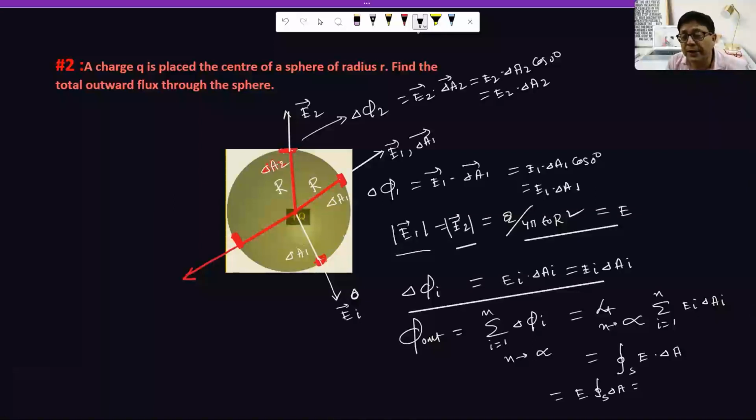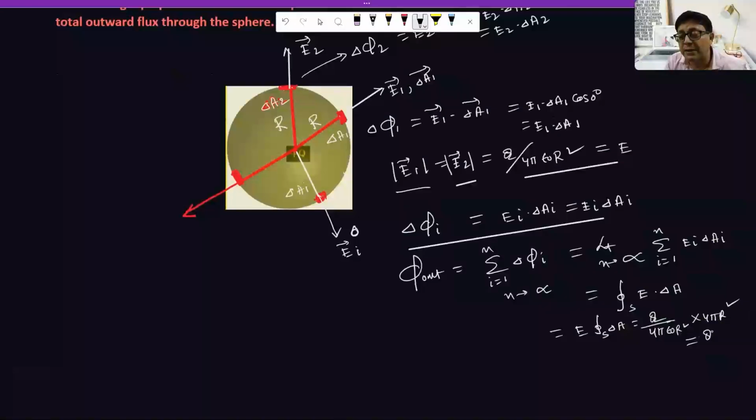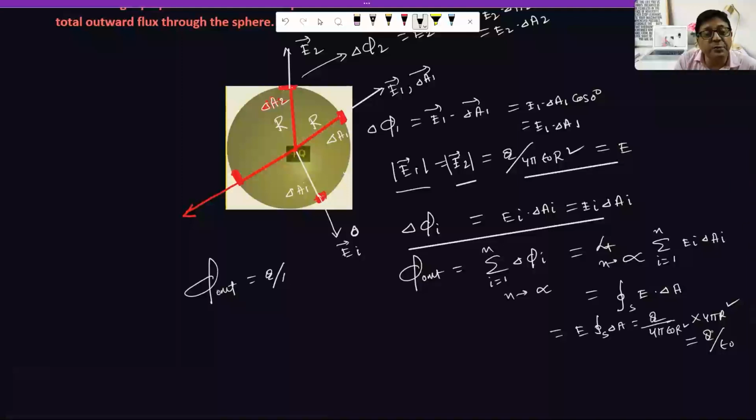What is the value of E? It is Q by 4 pi epsilon 0 R square into 4 pi R square. The 4 pi gets cancelled, R square and R square also get cancelled. This is going to be Q by epsilon 0. So the net outward flux through this surface is going to be Q by epsilon 0.